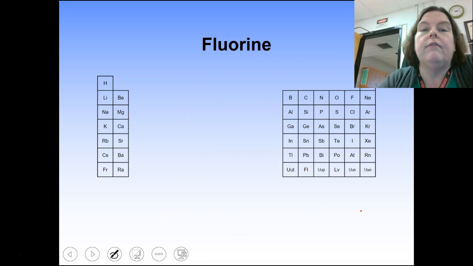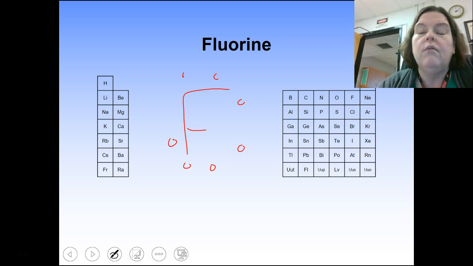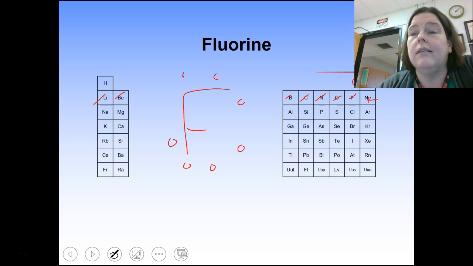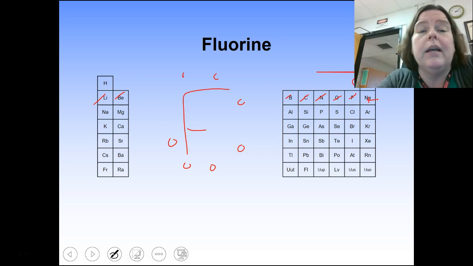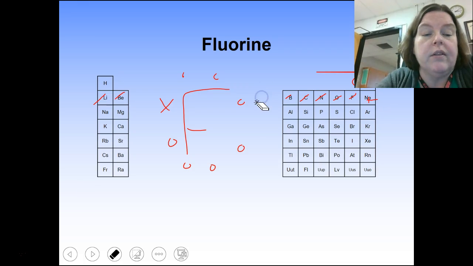I think you're seeing here fluorine. Here's fluorine. Fluorine can lose 1, 2, 3, 4, 5, 6, 7 to become like helium, or it can gain just 1 to become like neon. A no-brainer there, right? I'm going to gain 1, and I'm not going to be a plus. That's not right at all. There's no plus right there. Okay? I'm going to be a minus 1.